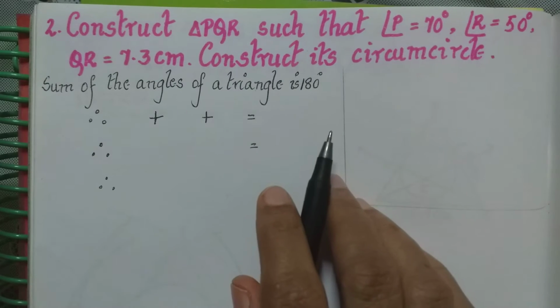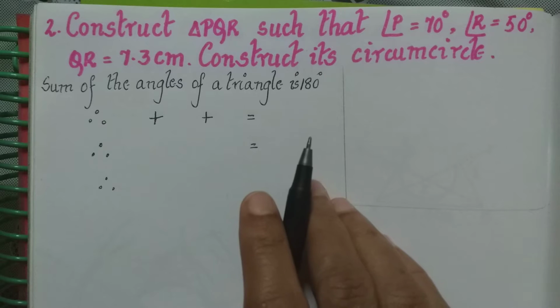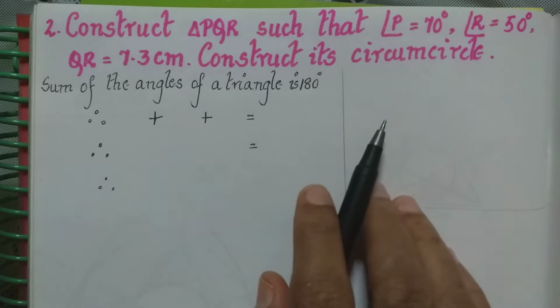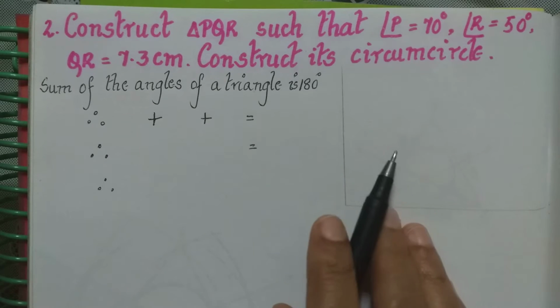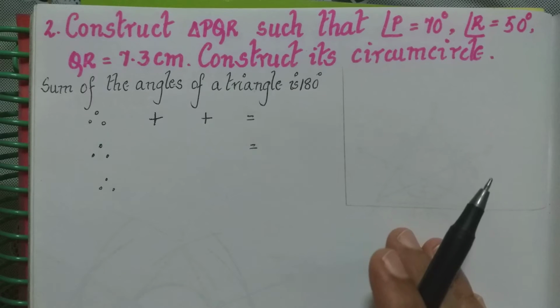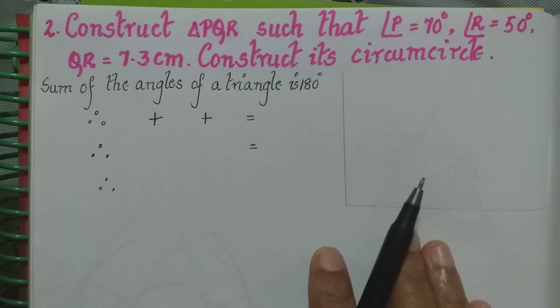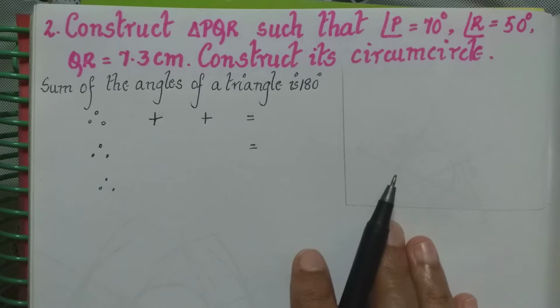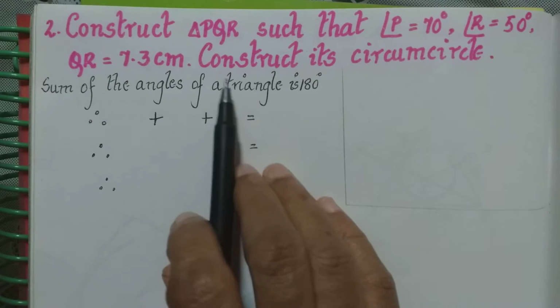Practice set 6.3 we have completed in circle. Now we see how we construct a circumcircle. Here we have three questions, question 2, question 4 and question 5, where we are supposed to draw a circumcircle. Let us read the question.